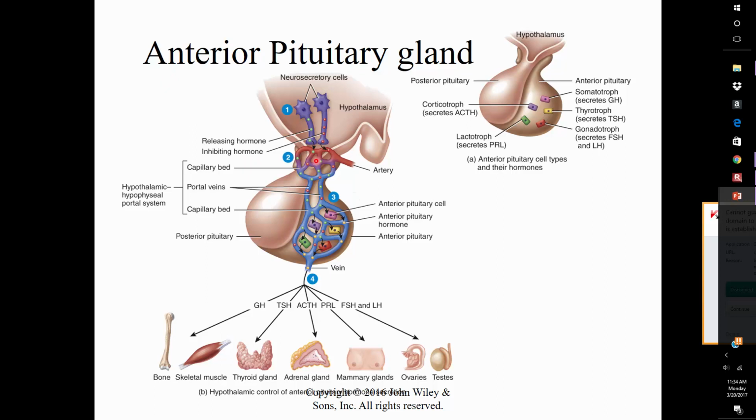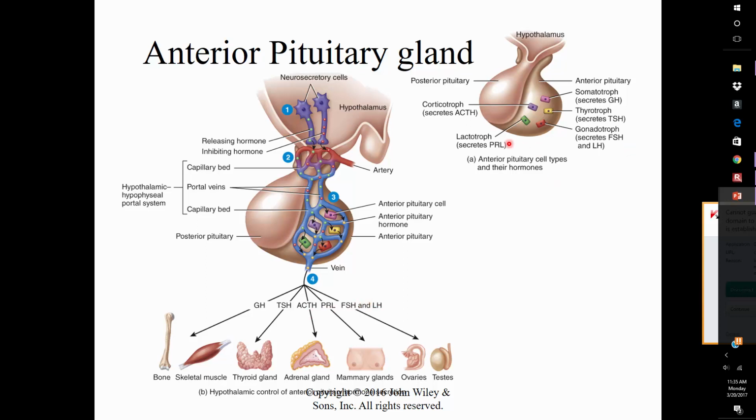So we have our first capillary bed, the portal system, then the secondary capillary bed. Notice the capillary bed feeds a bunch of cells in the anterior pituitary, and these all make their own kind of hormone. So some make growth hormone, some make thyroid stimulating hormone, some make adrenocorticotropic hormone, some make prolactin, some make FSH and LH.